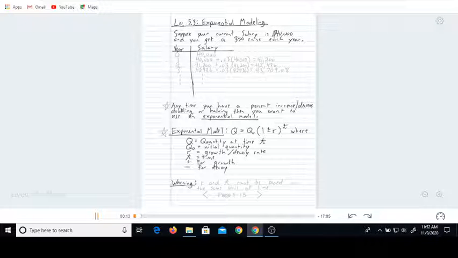So we already did linear modeling. Linear modeling will be useful whenever you have a fixed rate of change. Exponential modeling is going to occur when you either have doubling, halving, or a fixed percent change.